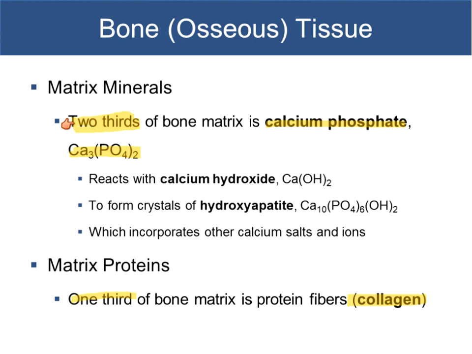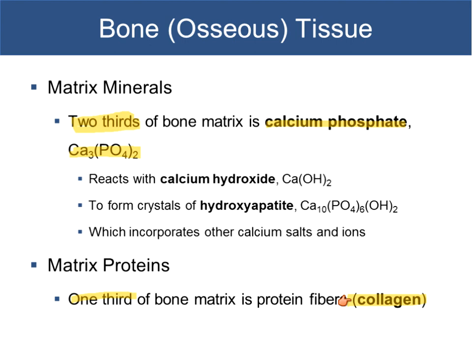Within that matrix, most of it, in fact 2/3, that's a number I want you guys to remember, is called calcium phosphate. That calcium phosphate reacts with calcium hydroxide to make hydroxyapatite. This hydroxyapatite is what incorporates those calcium salts and those other ions, and it helps to give the bone its strength, to make it nice and strong and hard. A very cool connection is that in Chapter 5 we talked about how vitamin D3 helped with calcium and phosphate absorption. This is the calcium phosphate that we're talking about that is absorbed in the skeletal system as a result of vitamin D3.